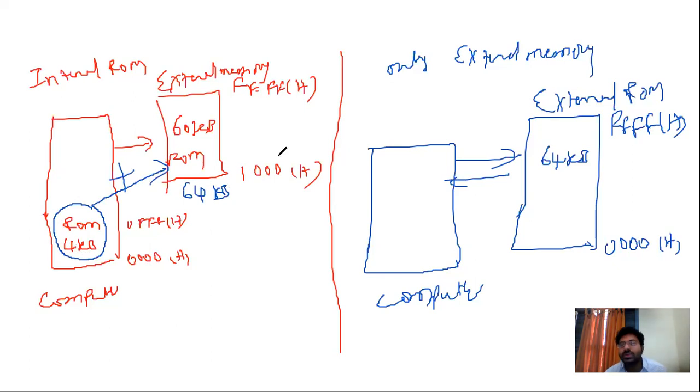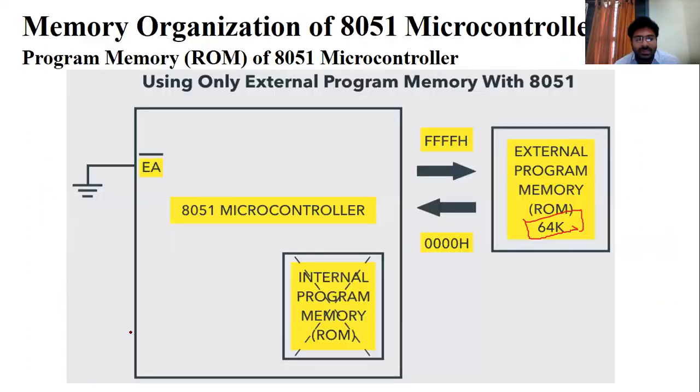If you want that, then only you can utilize it. Remember these words also: if you want the external memory, then only you can access this one. Otherwise, it is sufficient to run the programs by using only the internal program memory. Only then can you access the external. Okay, so this is the one case here.